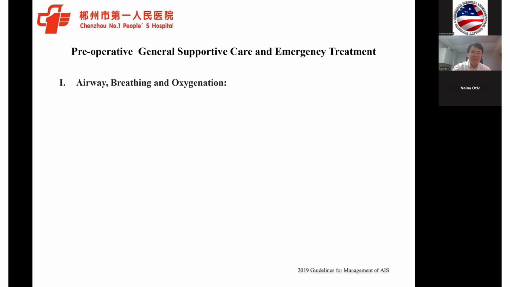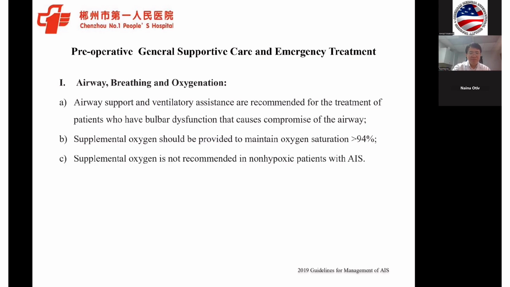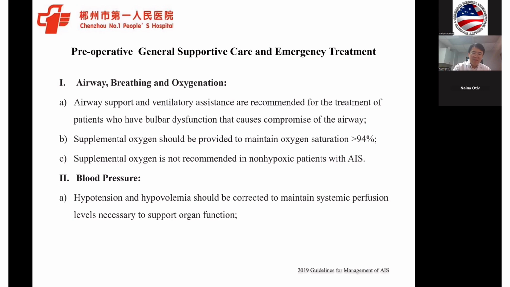The first is airway, breathing, and oxygenation. Airway support is recommended for treatment of patients who have dysfunction that causes compromise of the airway. And supplemental oxygen should be applied to maintain oxygen saturation more than 94%. Also, we should maintain blood pressure. Hypotension and hypovolemia should be corrected to maintain systemic perfusion levels necessary to support organ function.